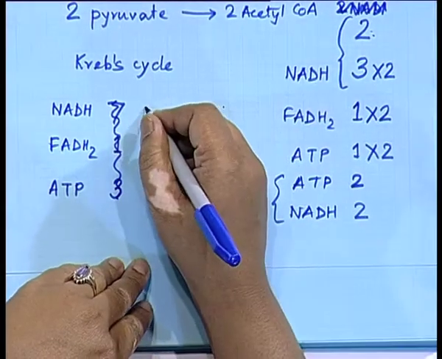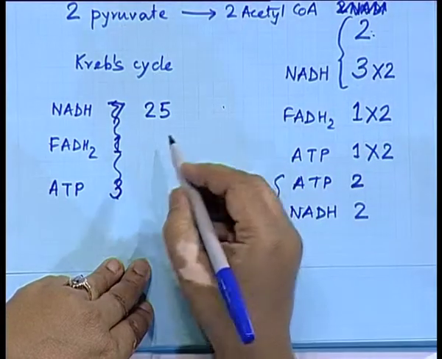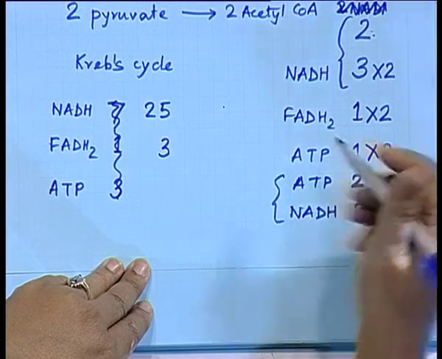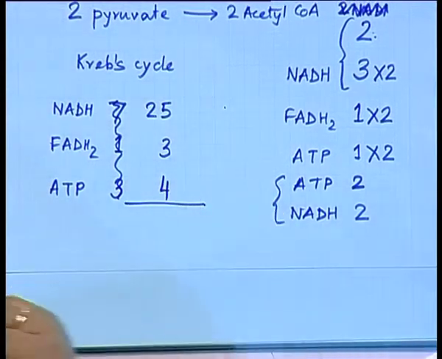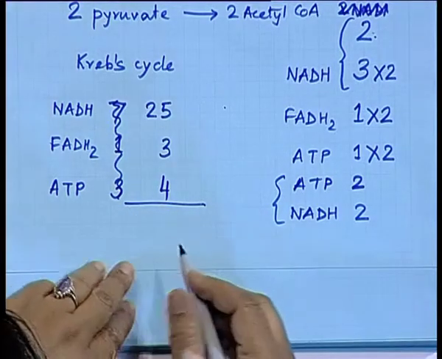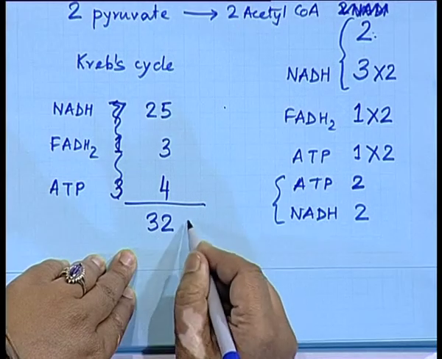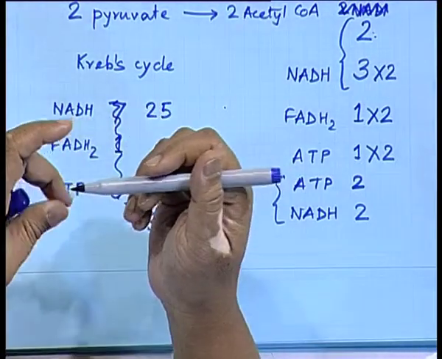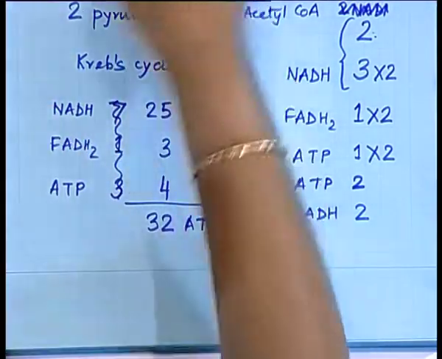So, 10 into 2.5 is 25, 2 into 1.5 is 3, and 4 ATP. How many? 32. So I have 32 what? ATP. How much energy is that? Do you know how much energy it is? Usually they say we have 30 to 32.